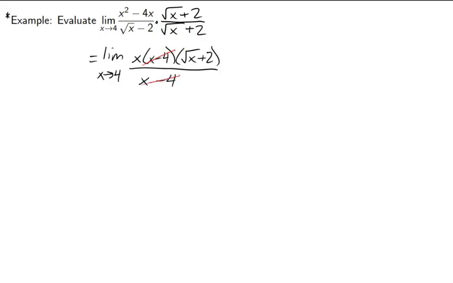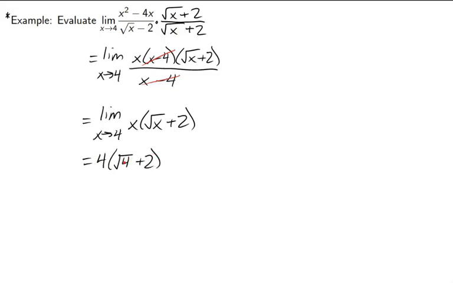Same thing, cancellation fact. We get the limit as x approaches 4 of x times the square root of x plus 2. Plug in 4, we get 4 times the square root of 4 plus 2. So that's 4 times 4, I get 16.